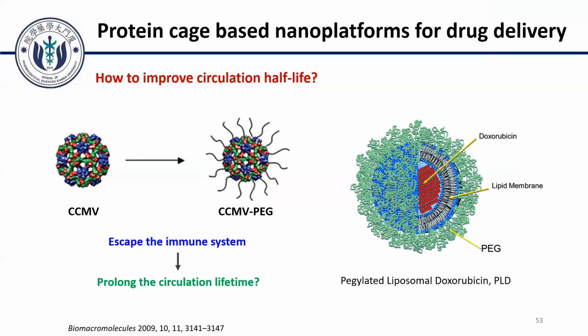The stability of the protein cage would also depend on how much of the PEG or other type of polymer that you modify, and it also will depend on the polymer length that we use. Okay, understand. Thank you.